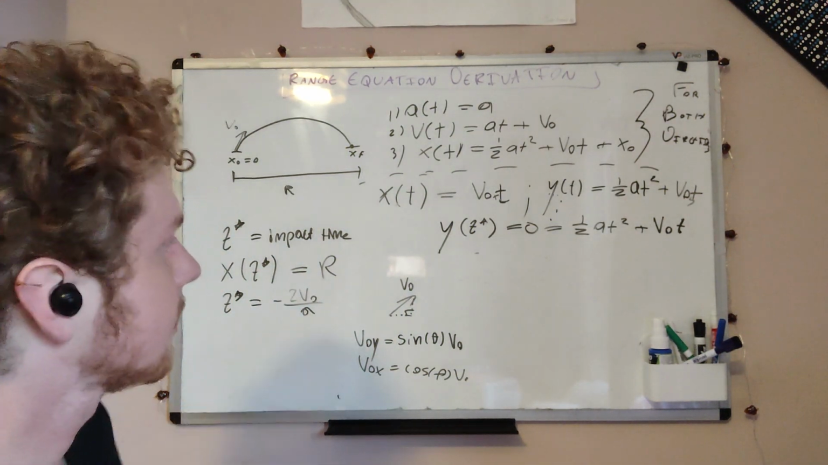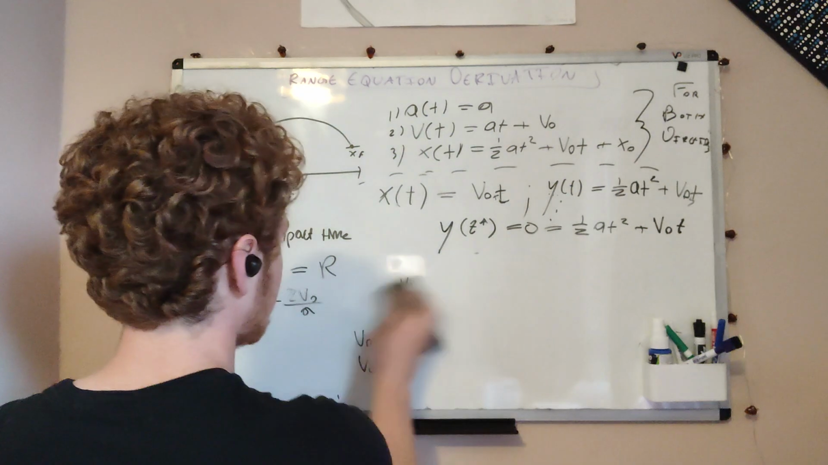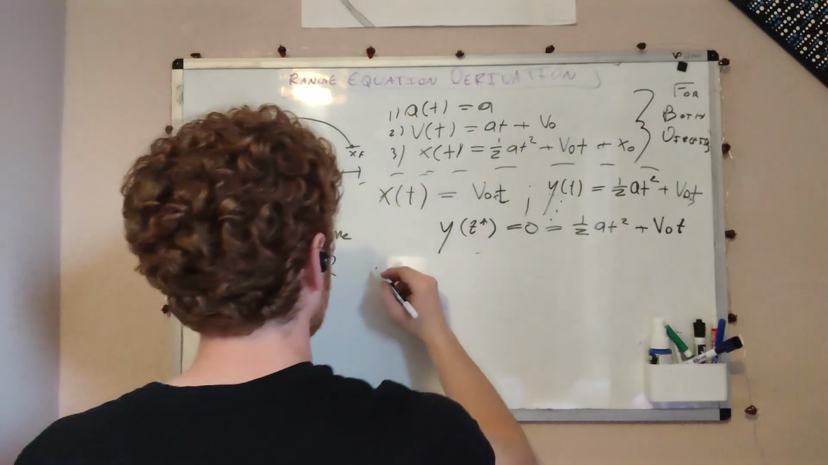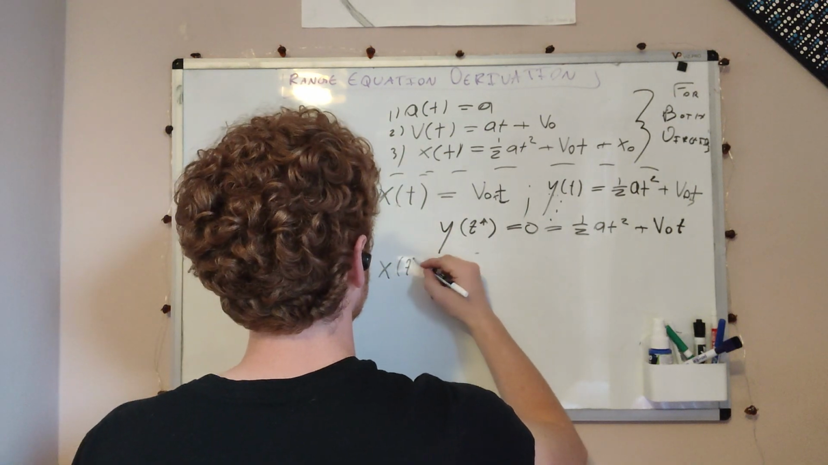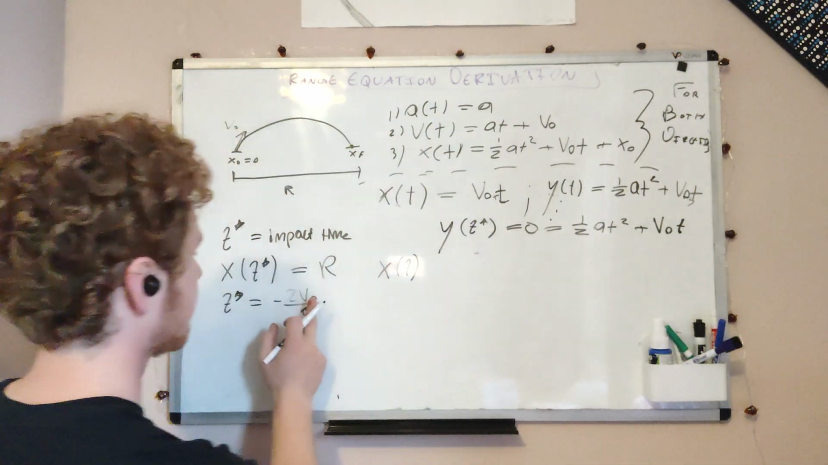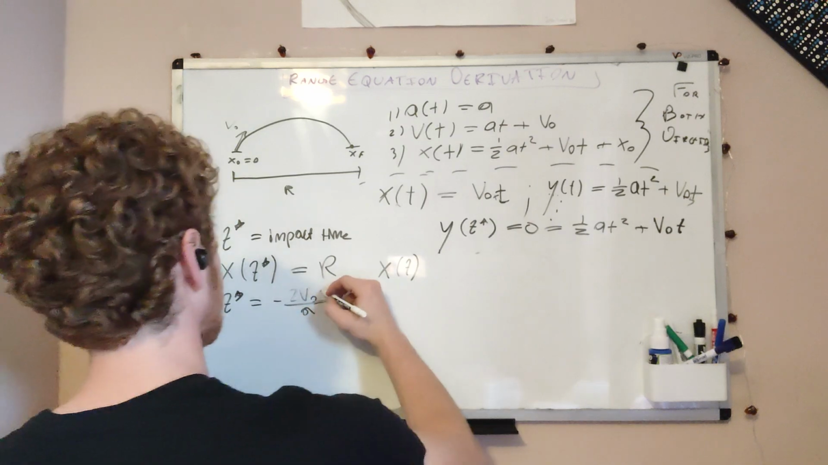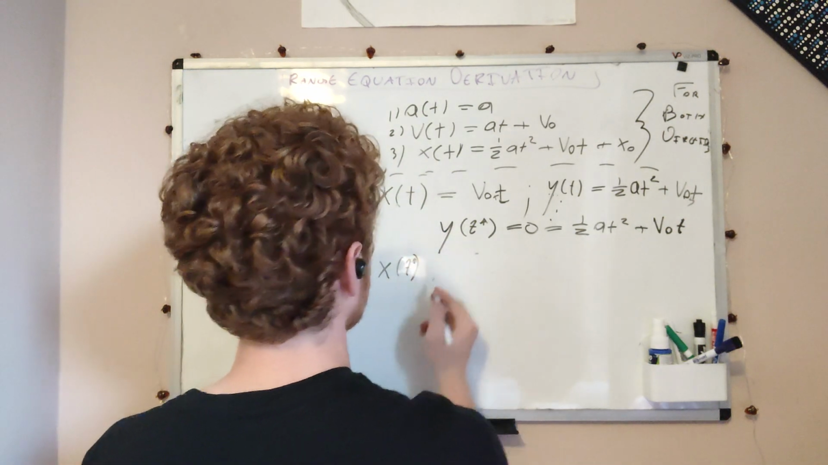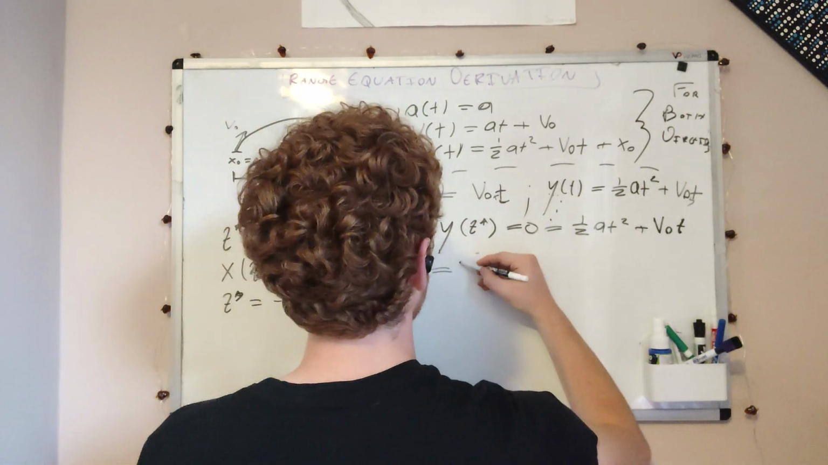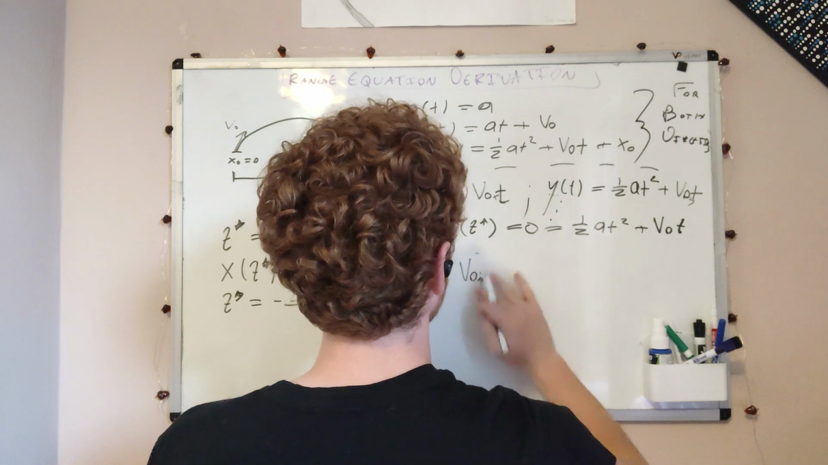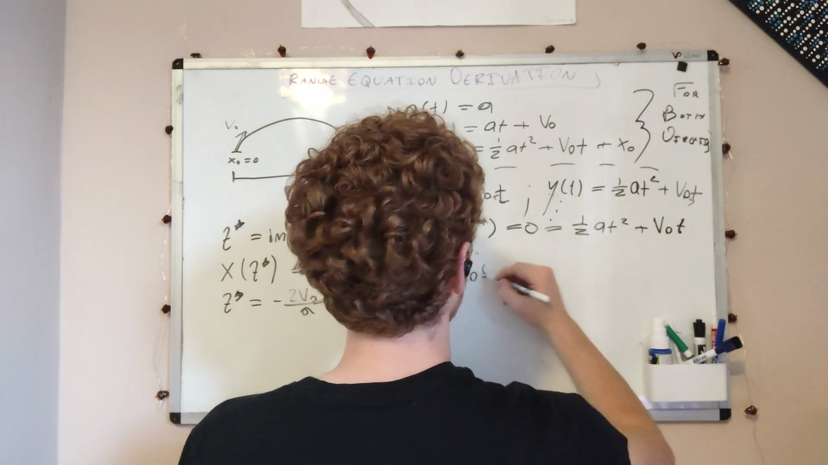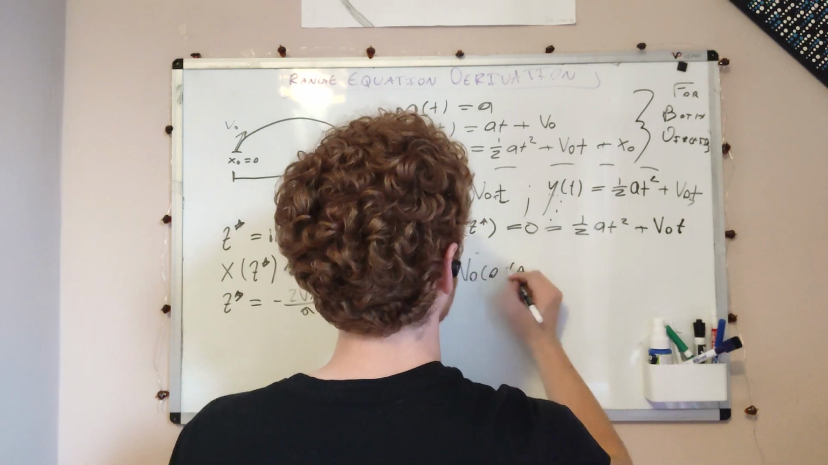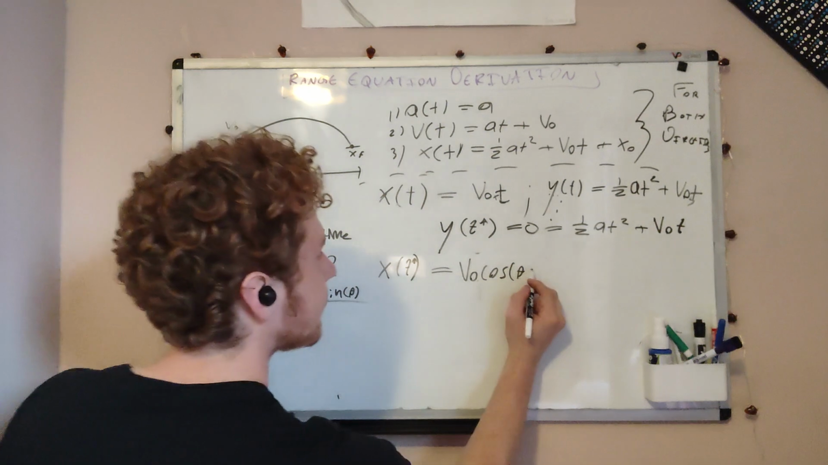But then using these, quite simply, you could find x of t. So we know then x of t prime. I'm just going to write in here: it's sine of theta. Just remember that v naught x is v naught cosine of theta that we had before.